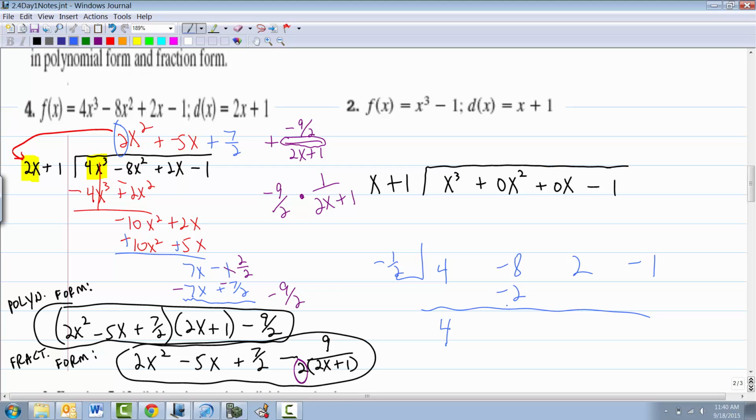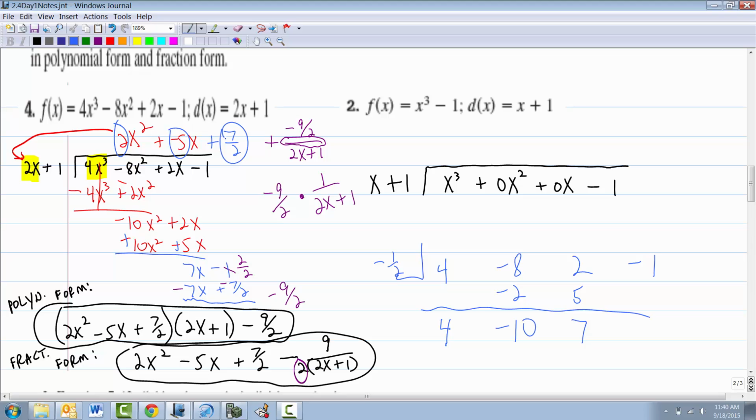Negative 2. Negative 8 times negative plus negative 2 is what? That's wrong, but I see something. Negative 1/2 times negative 10 is what? 5. 5 plus 2 is? That's wrong, but I see something.